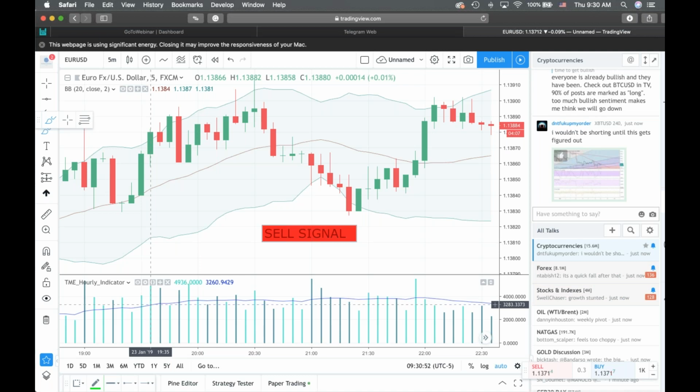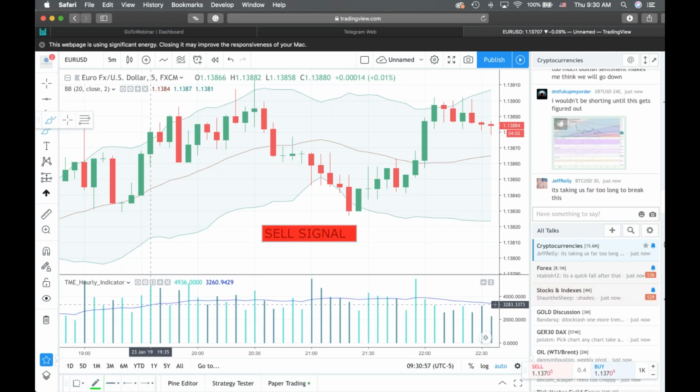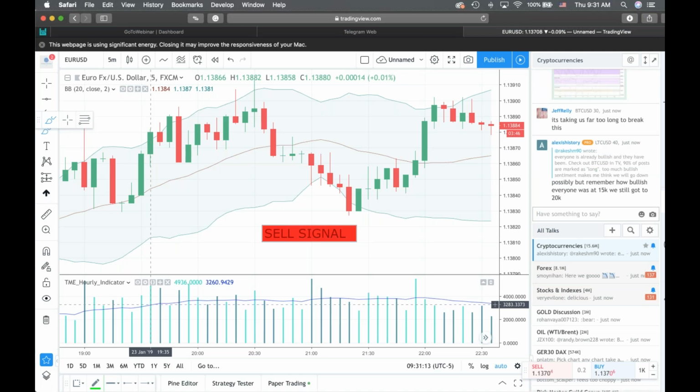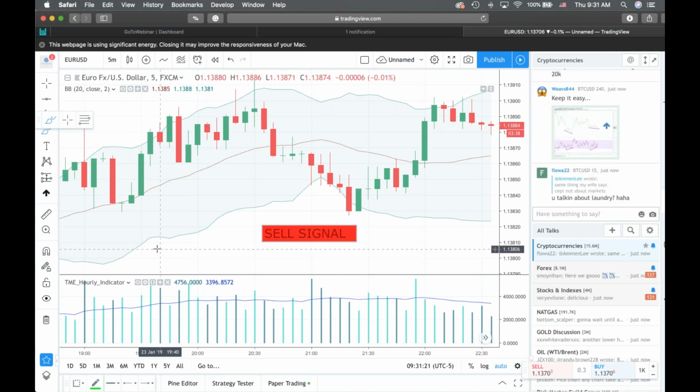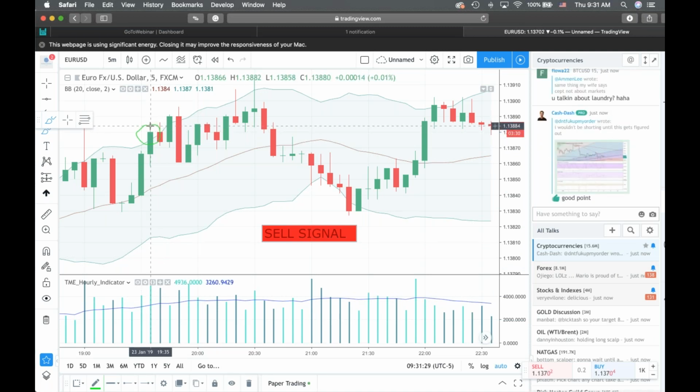But it's a very powerful tool, because when the volume exceeds what was expected, you can take it to your advantage and not just trade any overbought or oversold area, because that can give you a lot of false signals. So it's important to follow this hourly indicator as well, combining it with the Bollinger Bands. Anyways, moving on.